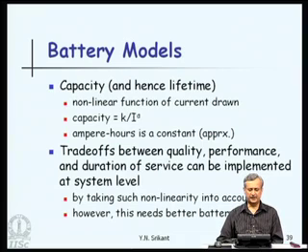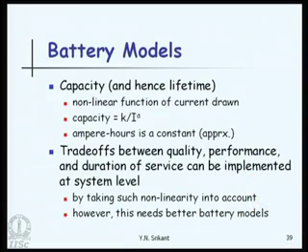The trade off between quality, performance and duration of service can be implemented at the system level using such models. So, they also take into consideration nonlinearity. However, we need better battery models in order to do these things better. So, what are these trade offs? For example, if we say we do not need such a high quality image, then the algorithm can possibly skip some of the pixels and it can do coarse image processing. So, then the performance will be much better because it is going to be faster, but the quality of image will be slightly lower. However, since we are going to run the program for lesser duration, the battery life will be enhanced.